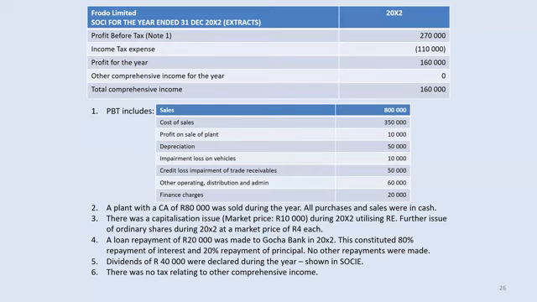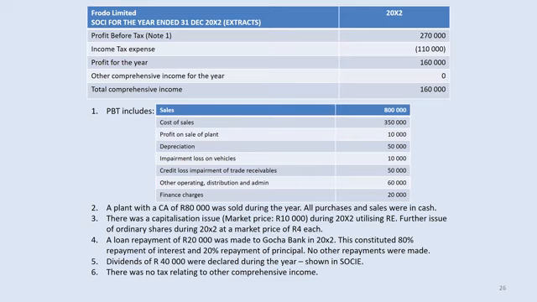We're also told that a plant with a carrying amount of 80,000 Rand was sold during the year, and all purchases and sales were in cash. So the important thing for us is that we're going to want to know what the proceeds of this were. Simply having a carrying amount is not going to be important for us in terms of cash flow. We're going to want to know what the debit bank amount was, how much was actually received as a result of the sale of plant.